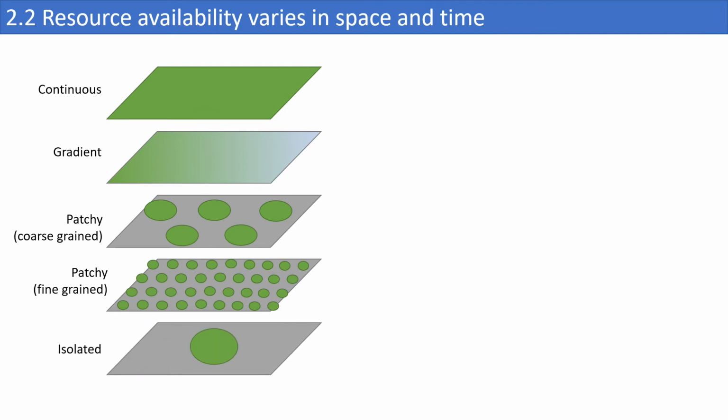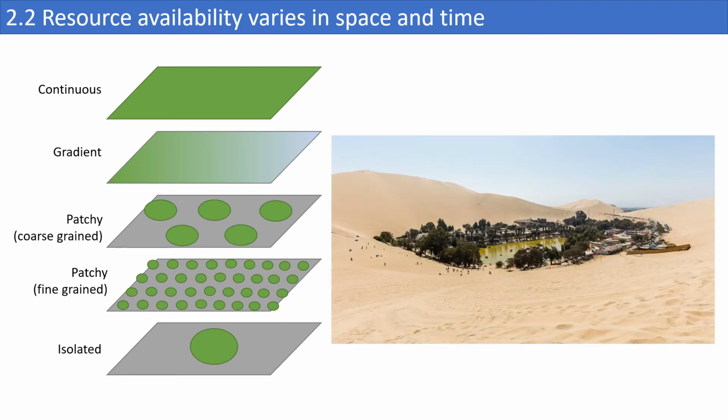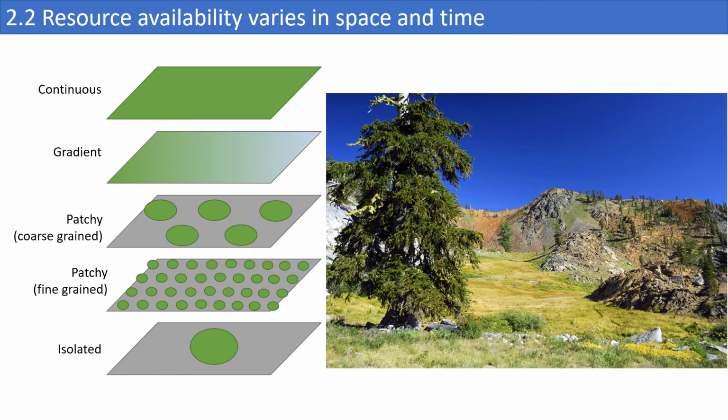Finally, isolated resources, as their name says, occur only sporadically in a given environment. A typical example of this are desert oases. Another example of isolated resources are serpentine soils. These soils are rich in heavy, toxic metals and only comprise about 1 to 2% of the terrestrial soils.